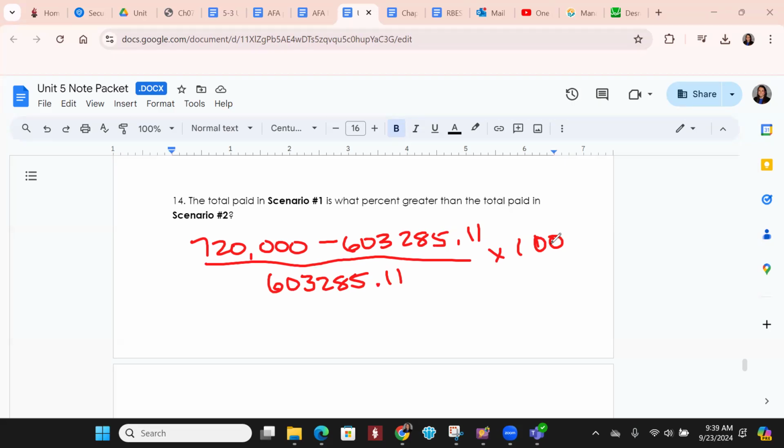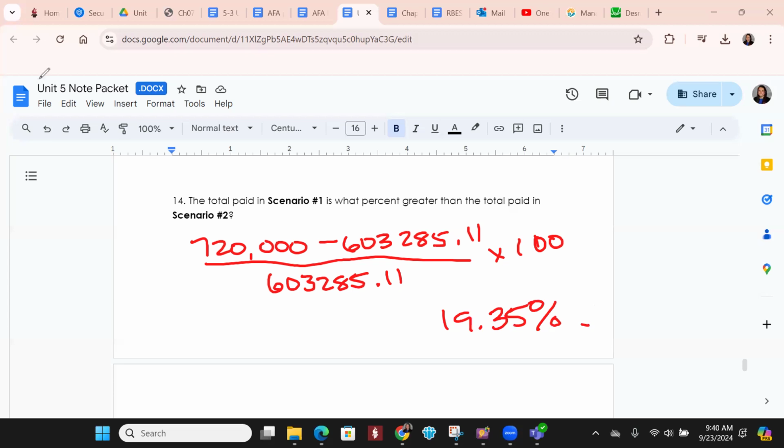again, they're asking how much greater is the total percent paid in scenario 1 versus scenario 2? We obviously see in scenario 2, it's cheaper, right? Okay, so that's going to be the old. The new is the more expensive one. When we do that, it's going to give you 19.35%. It saves you 19% by doing those $200 payments.